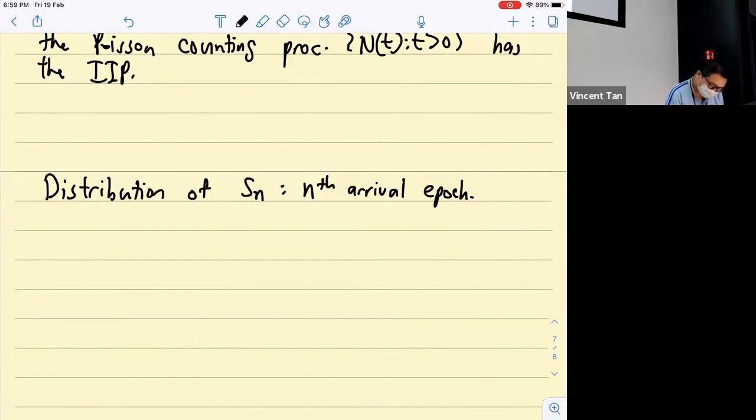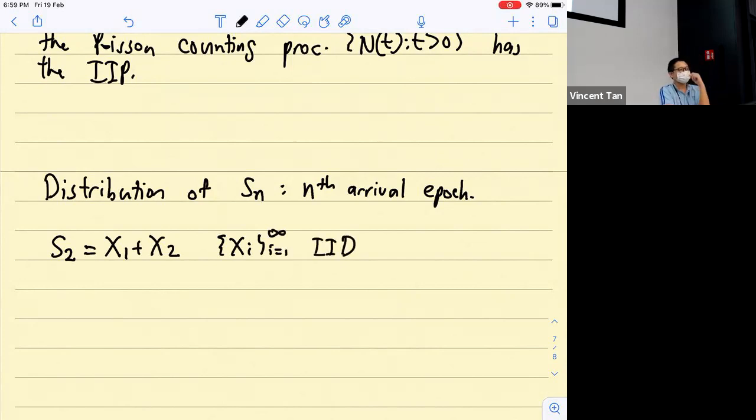Okay. So let's not be so ambitious. Let's start with S2. S2 is X1 plus X2, and X1 and X2 are independent, so the Xi's are IID. So how do you derive S2? If you never took my class and you took a good undergraduate probability class, how do you derive S2?